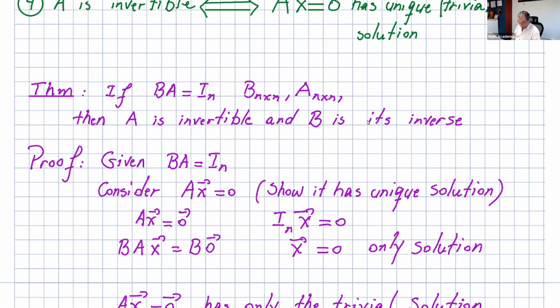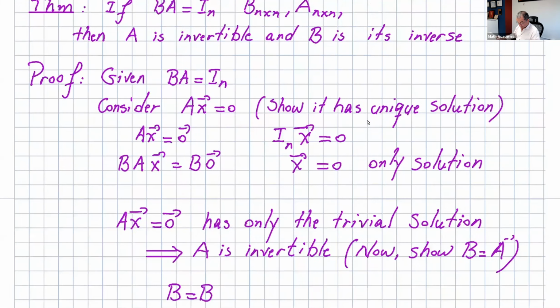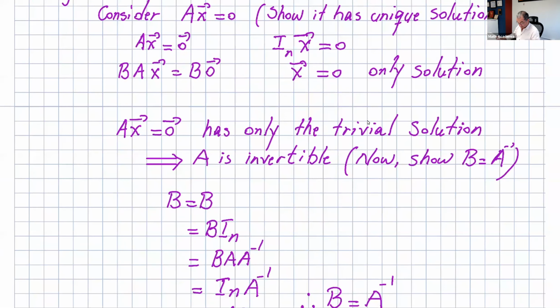If we multiply both sides by B, B times A equals B times 0. B times 0 is going to give you 0, and B times A, we know it's I, so In X equals 0, that means X equals 0. That's the only solution, and that's the trivial solution. So another way of showing this: AX equals 0 has only the trivial solution, so A is invertible. Now we have to show that B is A inverse.